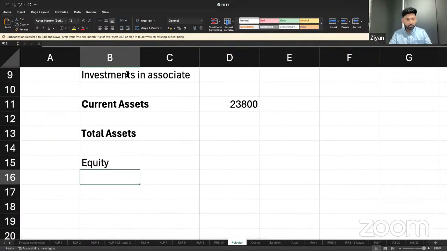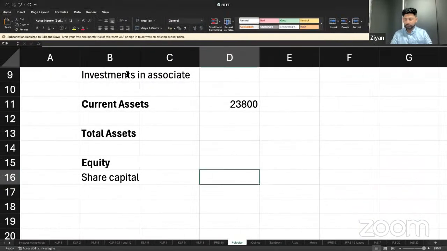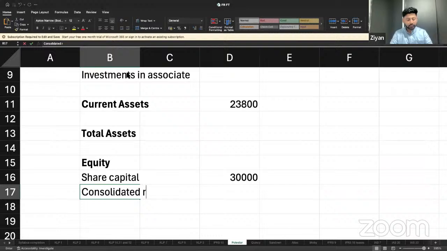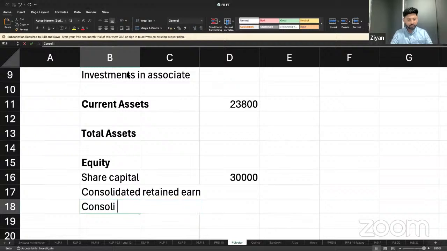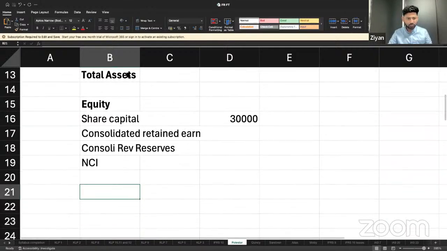And then my equity. Under equity, what do I have? Share capital. How much is share capital? Always the parent's, 30,000. And then consolidated retained earnings. In the exam, please copy paste. How much is consolidated earnings? Super, we have to calculate it. And then consolidated revaluation reserves, and then NCI. Are we clear, everybody? Let's keep going.